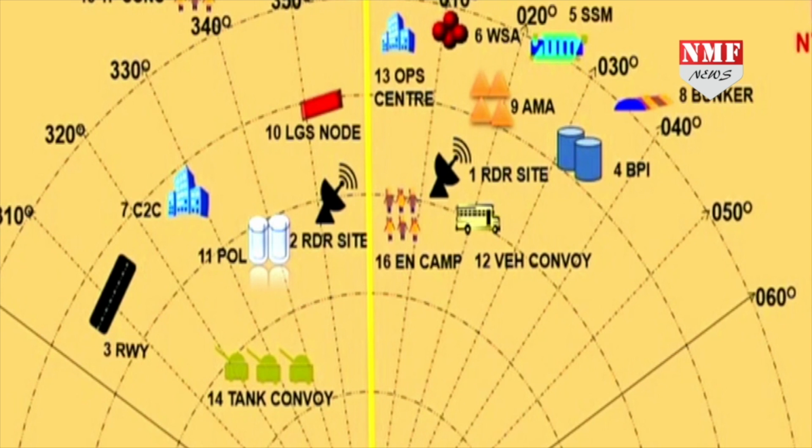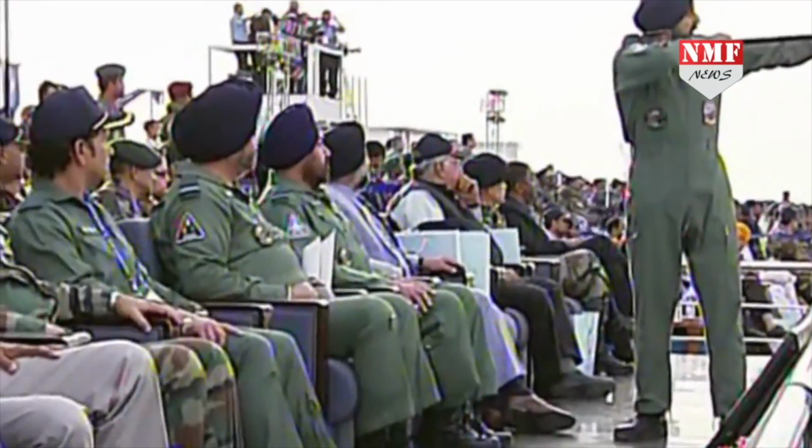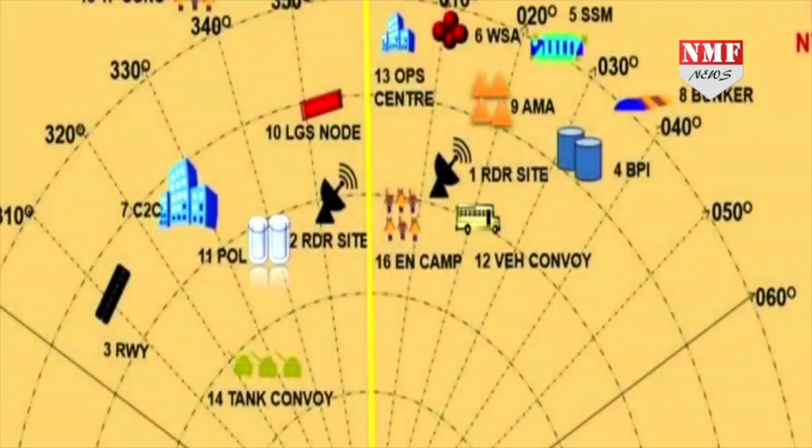At the extreme left is target number 3, which depicts a runway at the enemy's airfield. Further, we have target number 14, which depicts a tank convoy. In the same line, further in the distance, is target number 7, which represents an enemy command and control center.